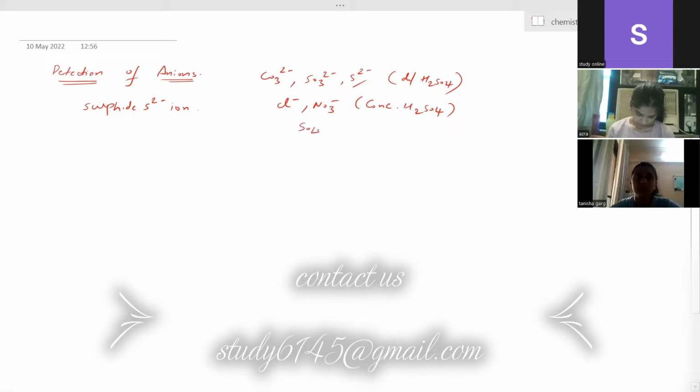And the last one is sulfate ion. For sulfate ion there is a separate procedure. You can't use dilute H2SO4 and conc H2SO4 because sulfate is already present in them. So sulfate ions I will explain later. But now you just tell me, how will you detect sulfide ion?